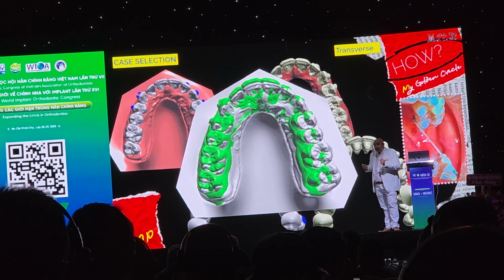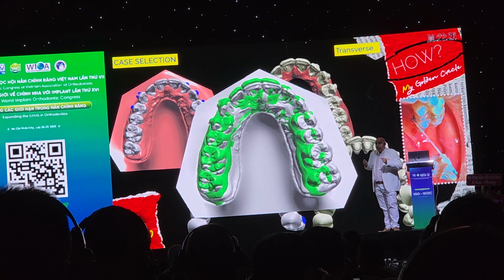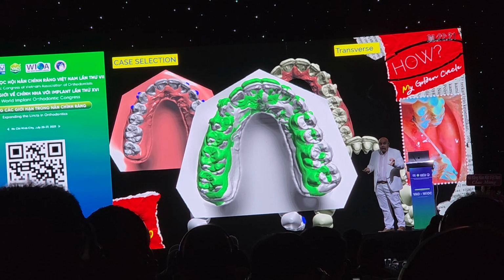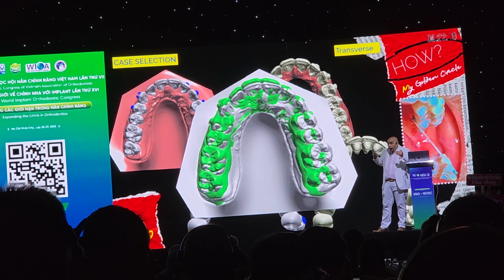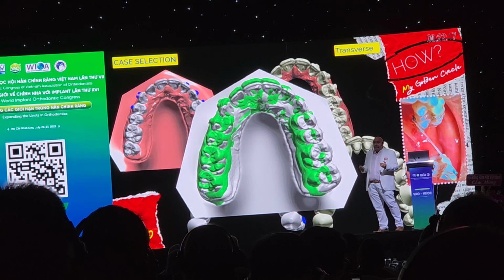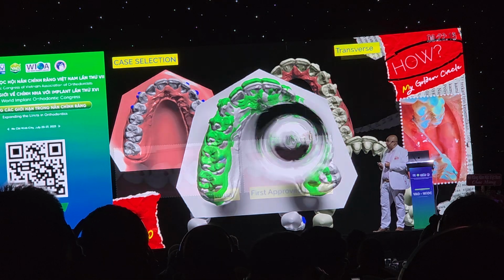So it's important to understand that you cannot be thinking biomechanics of a fixed appliance when you're trying to treat patients with aligners. Because there is occlusal coverage, I pretty much have much lesser untoward effects to be concerned about when I use this kind of mechanics.